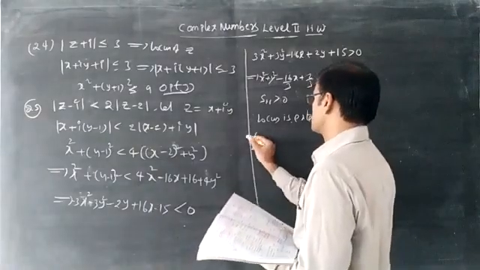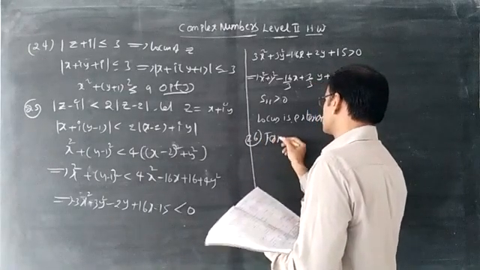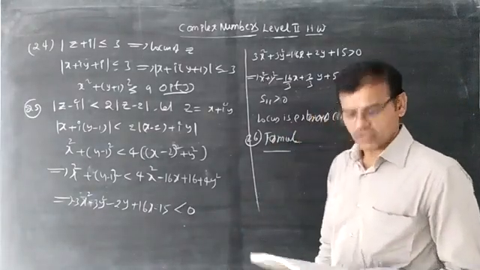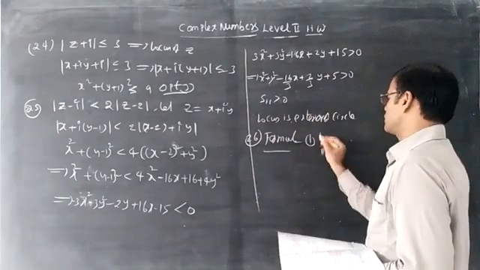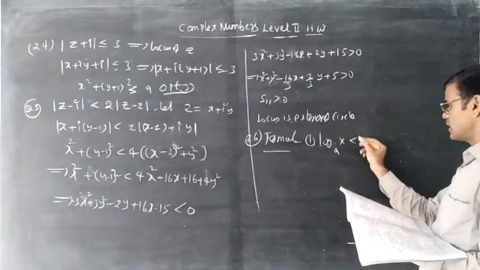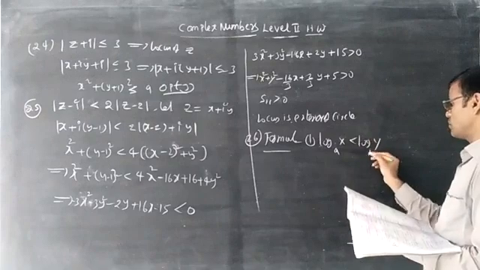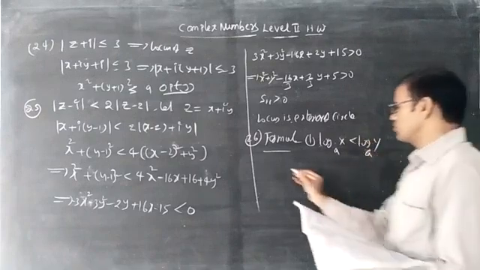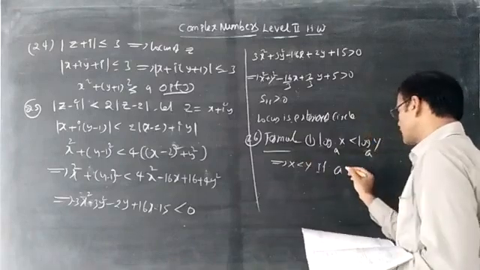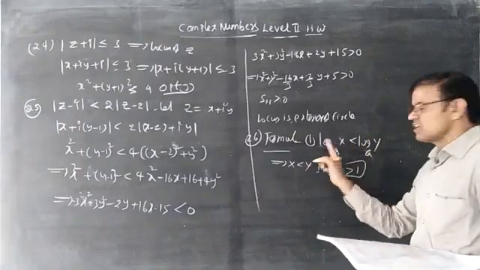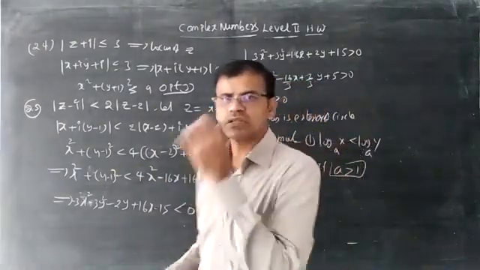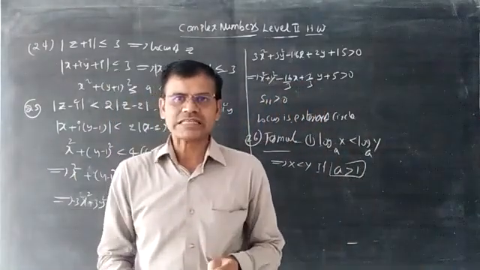Now, 26th question. Before going to discuss the 26th question, we should write a formula. I think in first year we have already learned the formula. Log, first one, log x to the base a. If log x to the base a is less than log y to the base a, that implies x less than y if a greater than 1, if base greater than 1. Simply you will get this, because log 2, log 3 like that can be considered as natural logarithms.